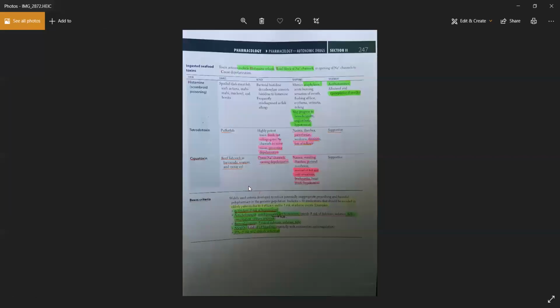Then you need to know about the toxins in the seafood. All of these toxins can either increase the sodium channels, can cause the activation of the sodium channels, or they can inhibit the sodium channels.